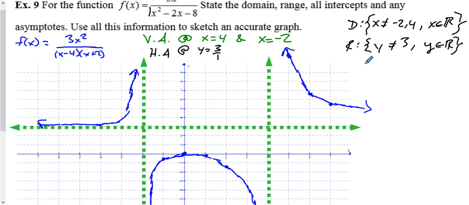Do we have any x-intercepts? Yes. And a y-intercept? Yes. So we have an x-intercept, and we're crossing our x-axis at 0, 0. And we have a y-intercept, and it's going to be the exact same spot, 0, 0.